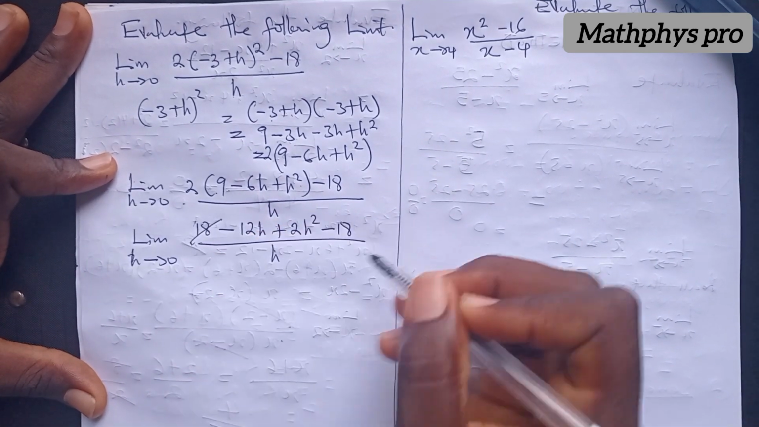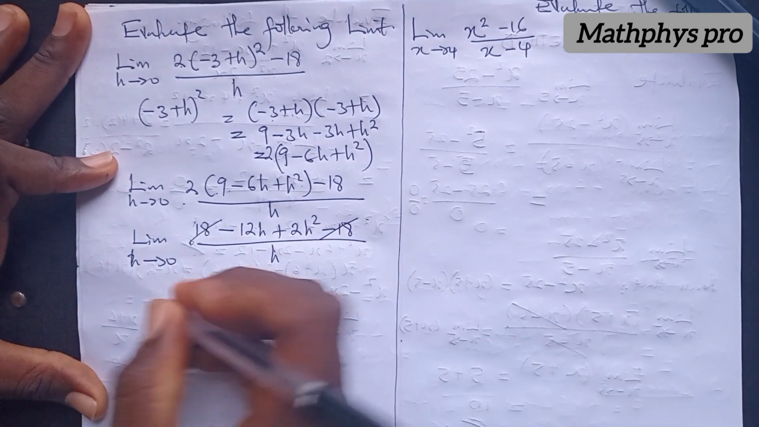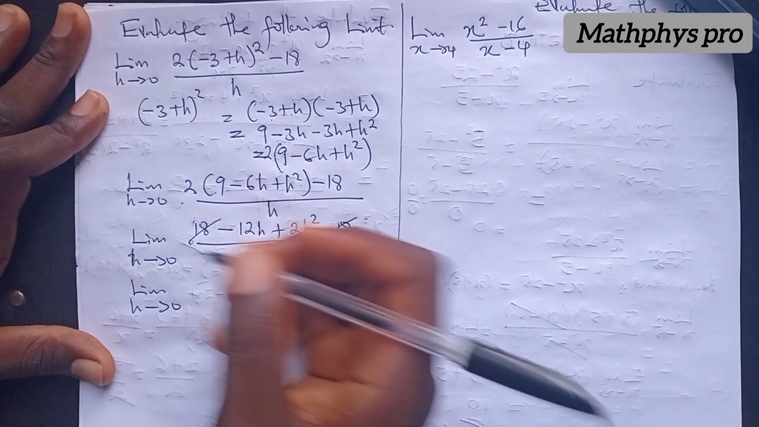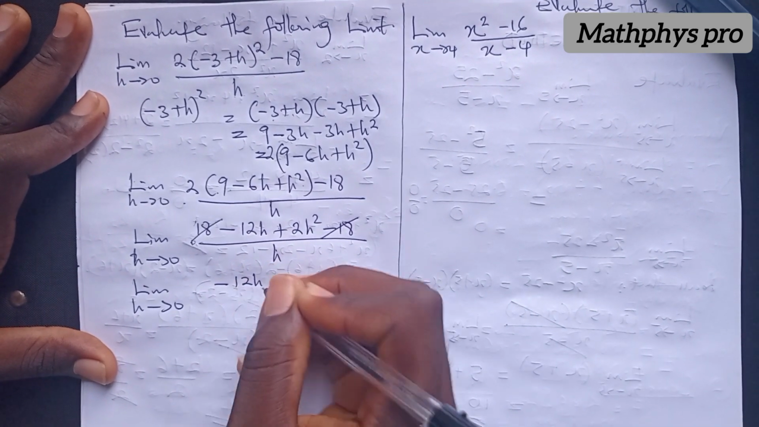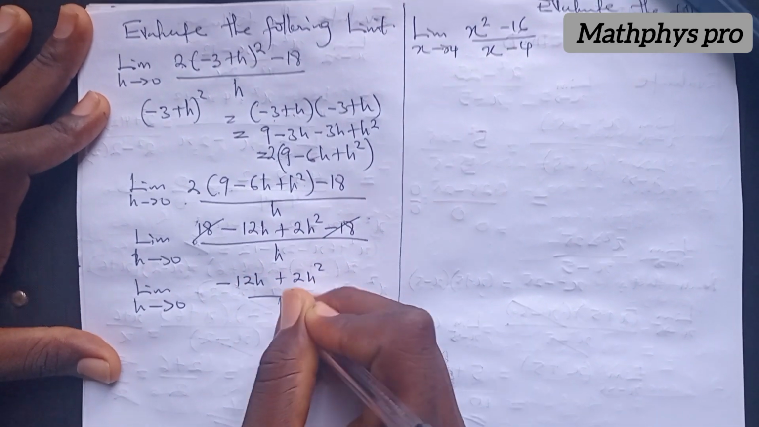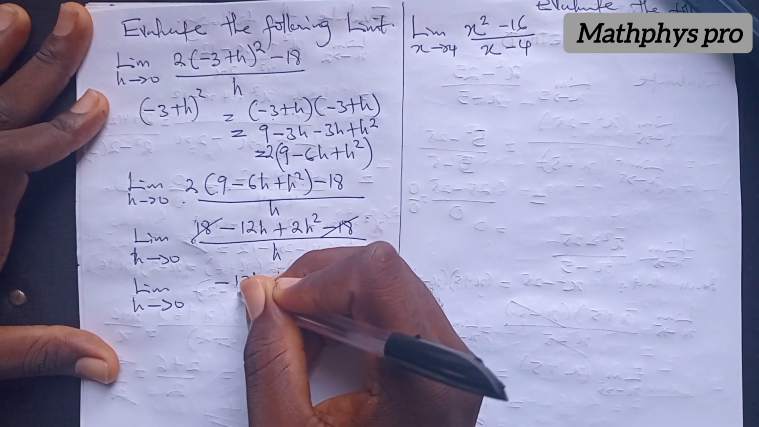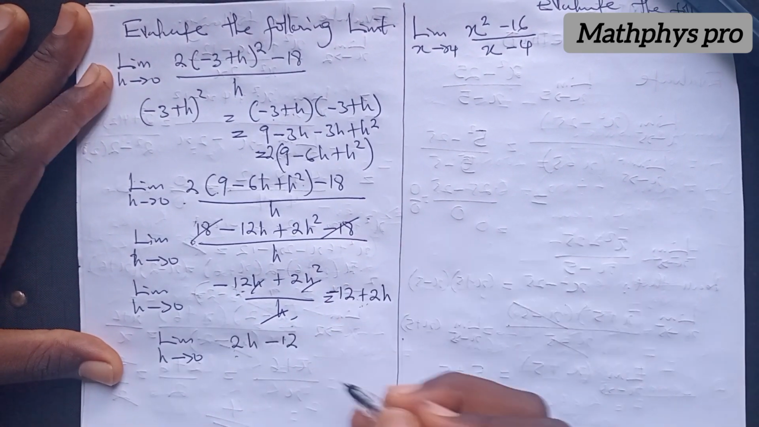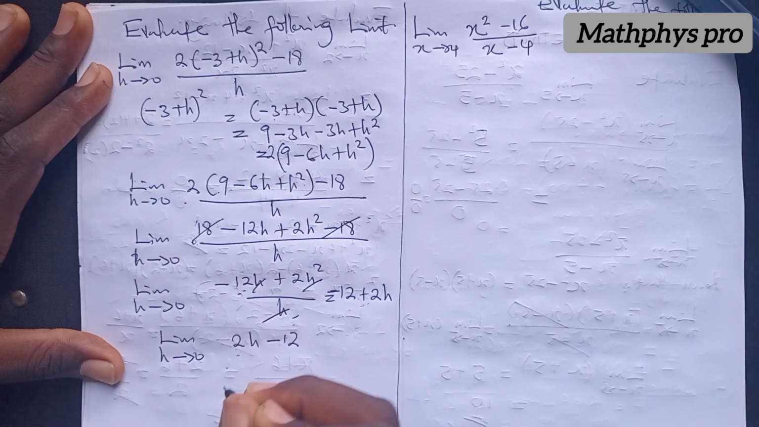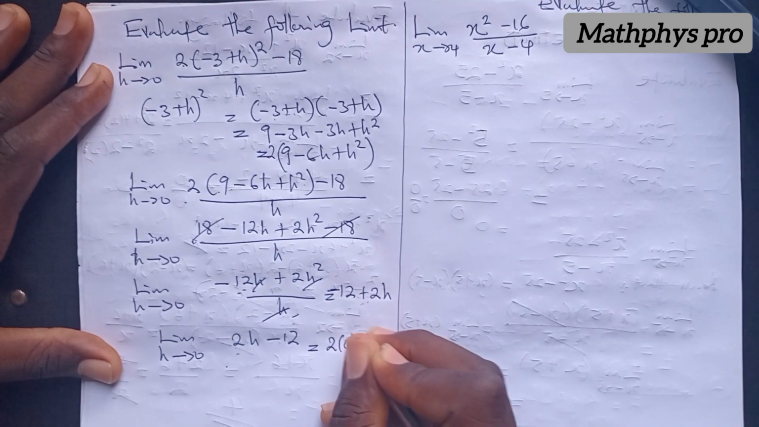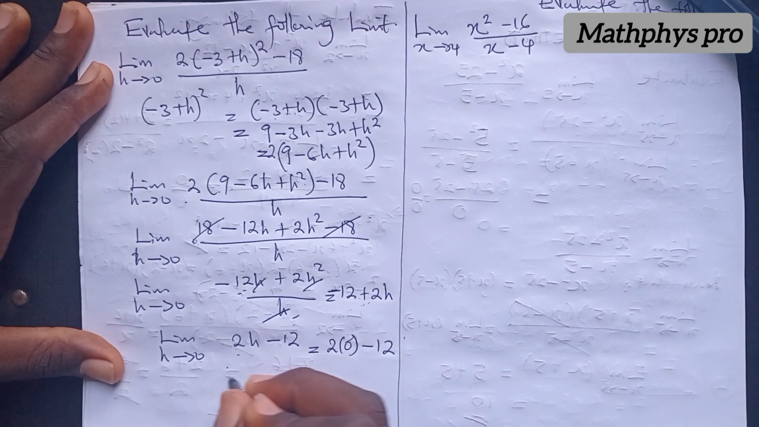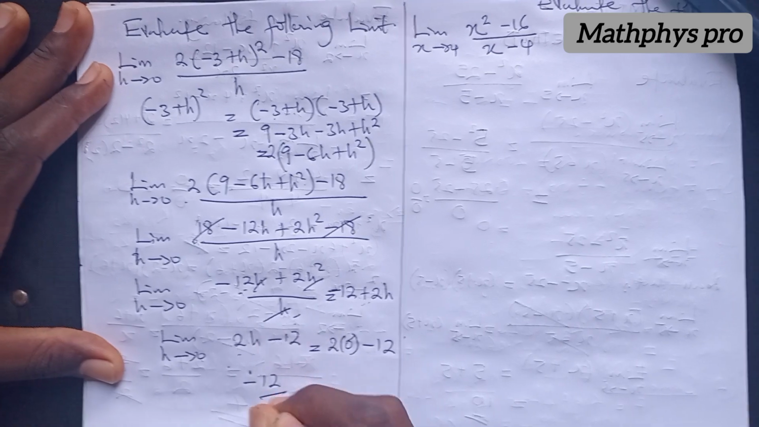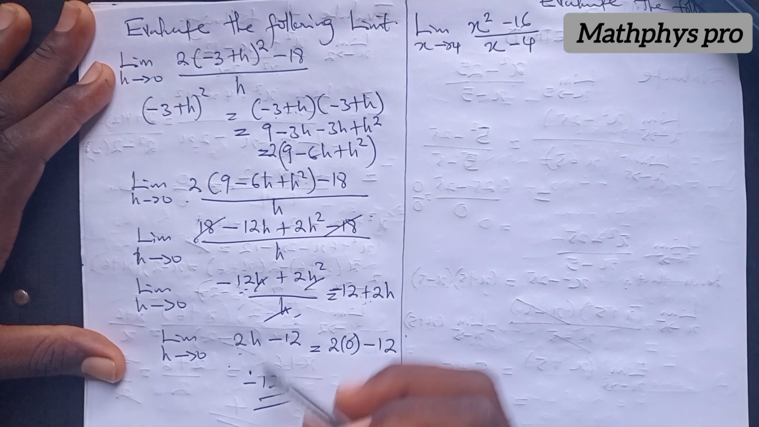So now this 18 can cancel this, so we are left with the limit when h tends to 0 of minus 12h plus 2h square over h. Now h cancels itself, 1h can cancel 1h. So we have this equal to, we put what? 0. So this is equal to 2 times 0 minus 12. So our answer is what? Minus 12. So this is how to solve this. This is the answer for this question.